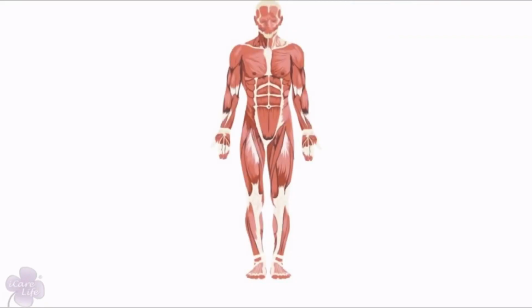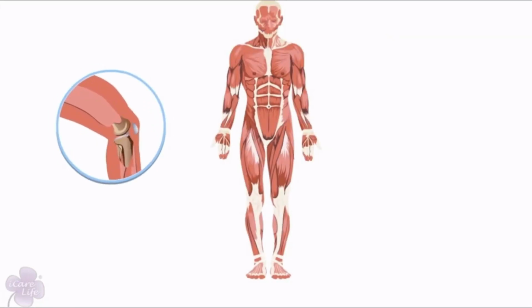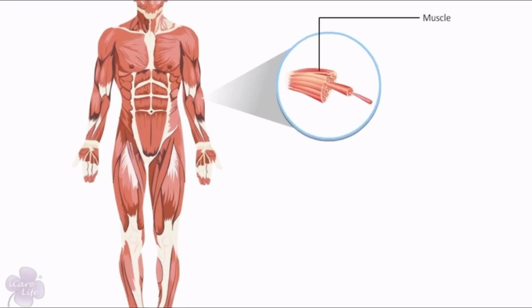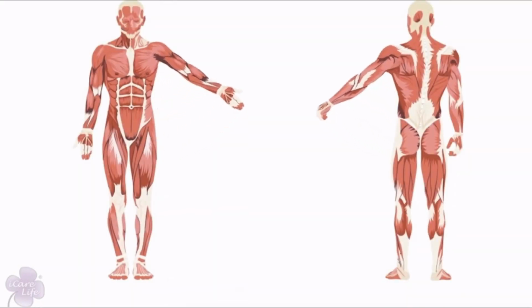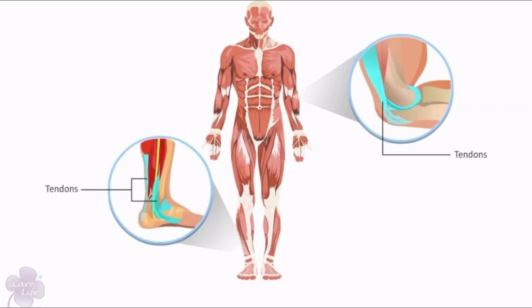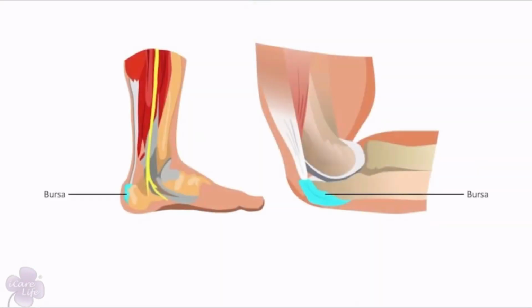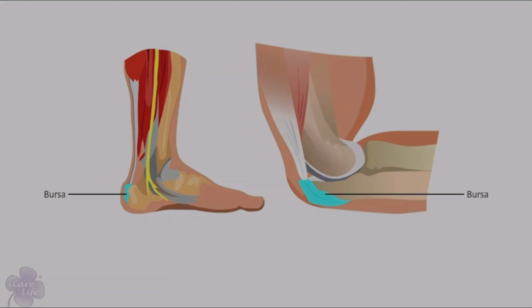The muscular system helps to maintain the body posture and allows movement. A muscle consists of thousands of long, fiber-like muscle cells bundled together. The different types of muscles in the body are skeletal muscles, smooth muscles, and cardiac muscles. Tendons attach a skeletal muscle to a bone. Bursa lies under or over a tendon to cushion the tendon and protect it from injury.